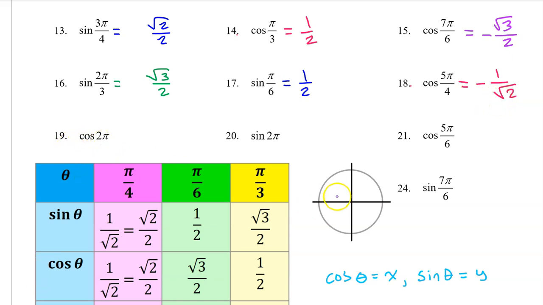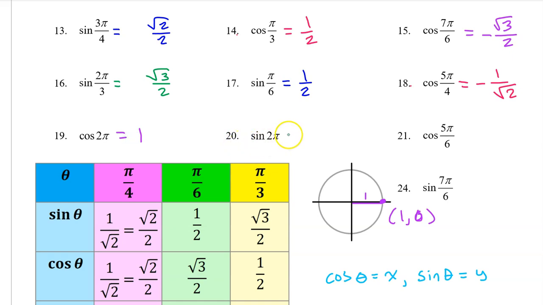Number 19, 2 pi lands right here on the unit circle. When the terminal side is right on the line, we use coordinates instead of this chart. So this is the unit circle, so the radius is 1. The coordinates of this point will be 1, 0. It's over 1 and up nothing. Cosine is the x value on the unit circle, so the cosine of 2 pi is 1.